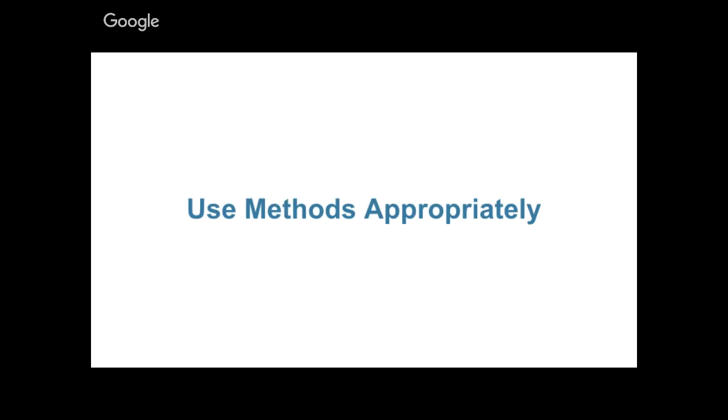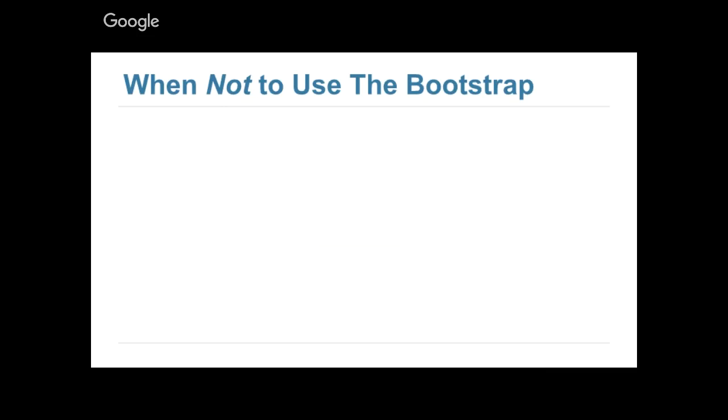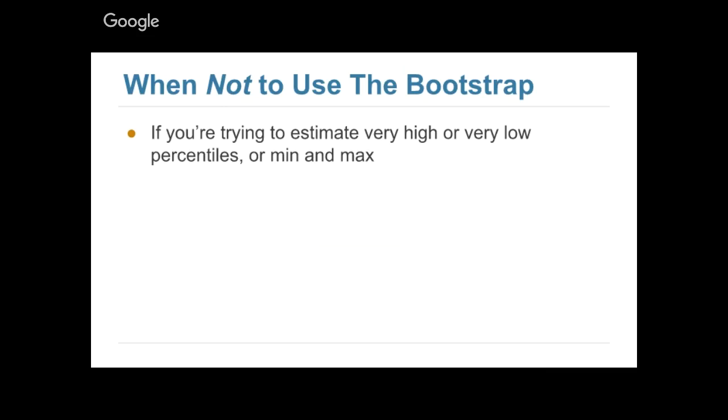I want to make sure you know when a bootstrap will not work so you know when not to do it. The bootstrap will not give you good estimations in these particular cases. If I'm trying to estimate very high or very low percentiles like min and max, or even a 90th or 80th percentile, I'm not going to get good estimates. The bootstrap depends on having a sample that's representative of my population, and very high or very low percentiles are typically in the tails of my distribution.